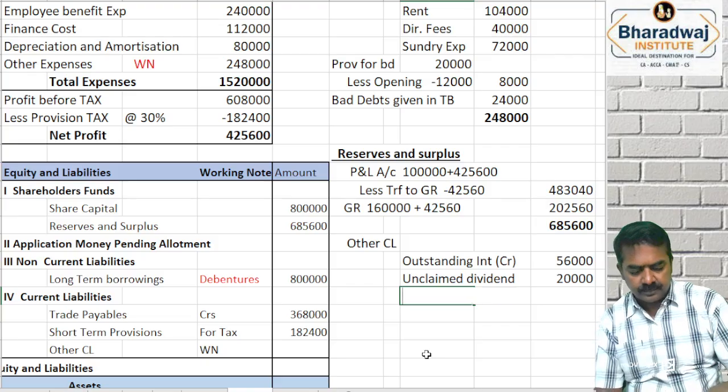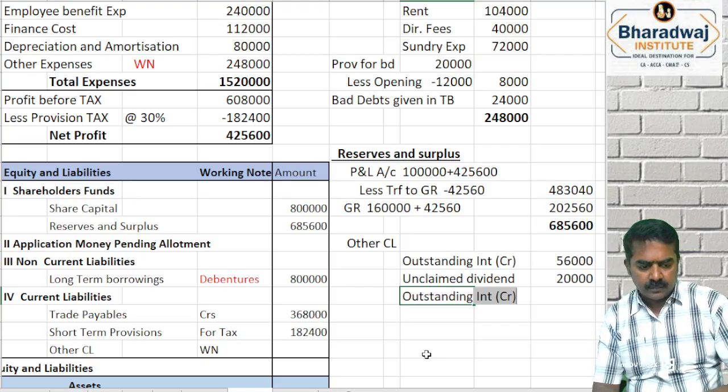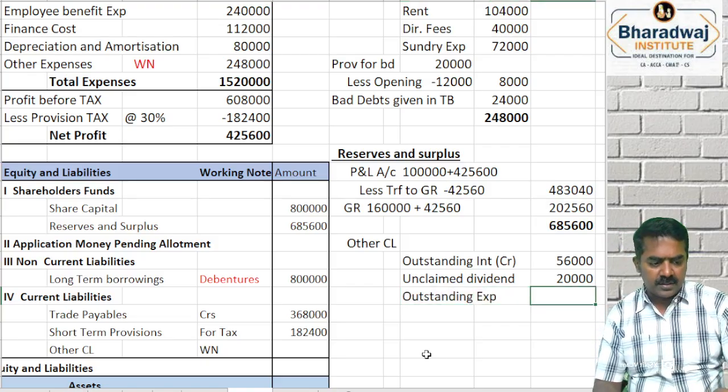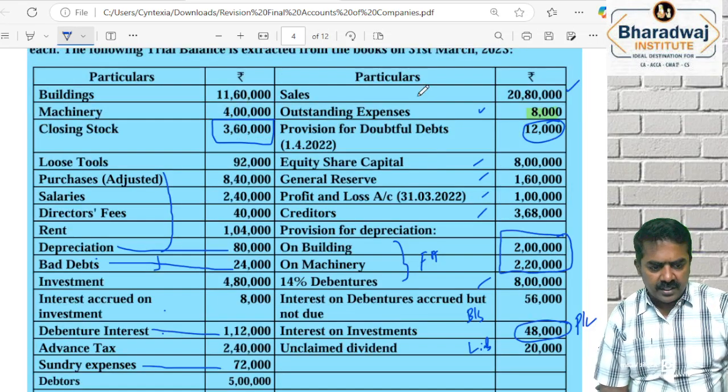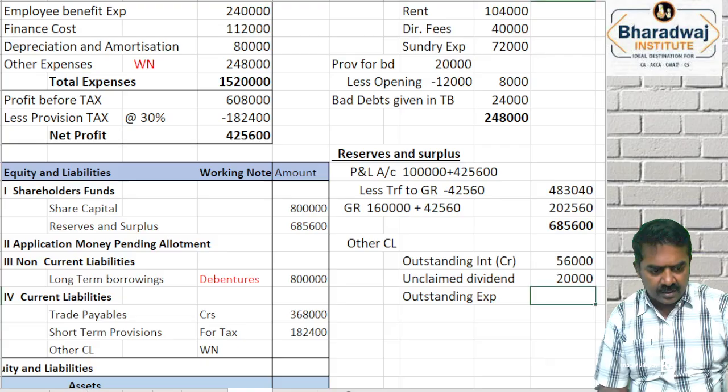What else is there? Outstanding expenses. How much outstanding expenses already given? 8,000. 8,000.